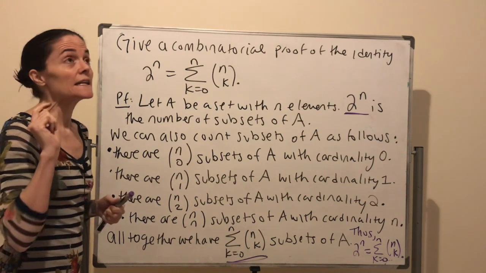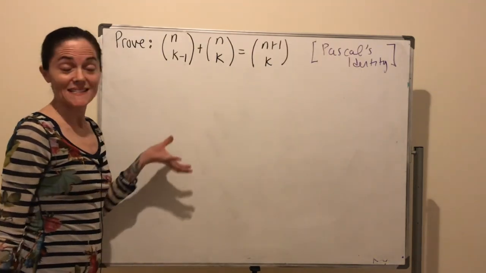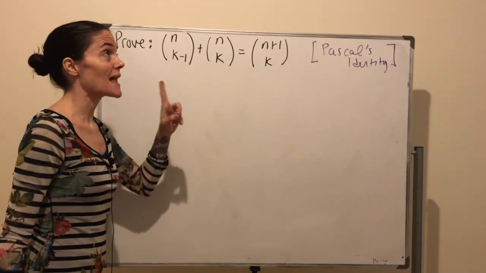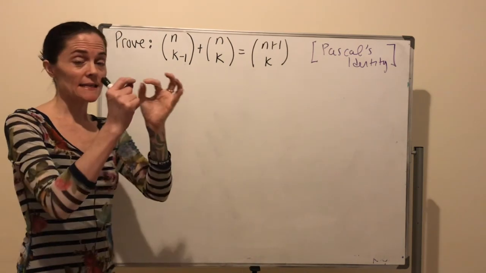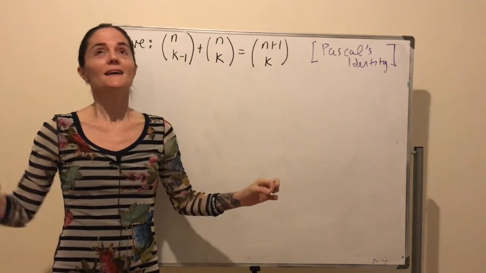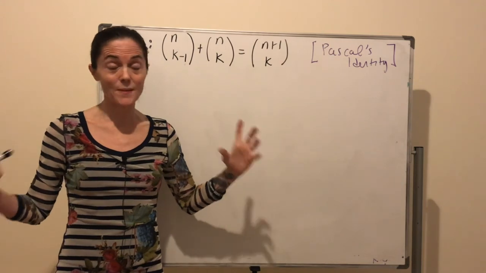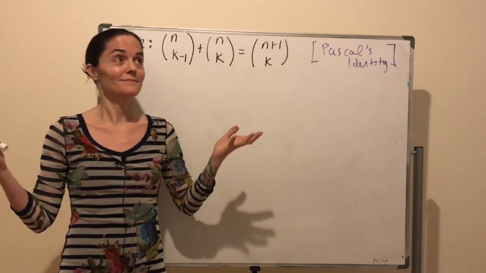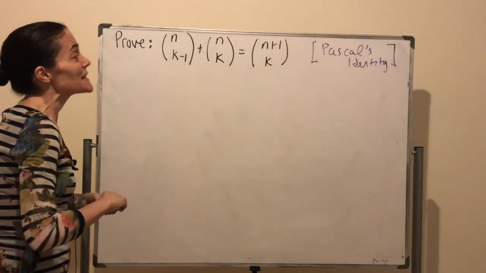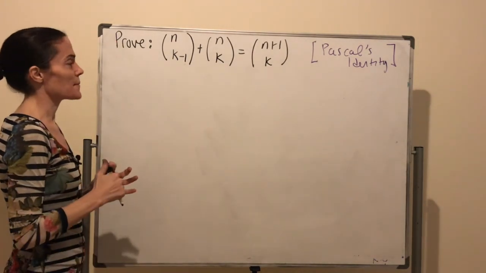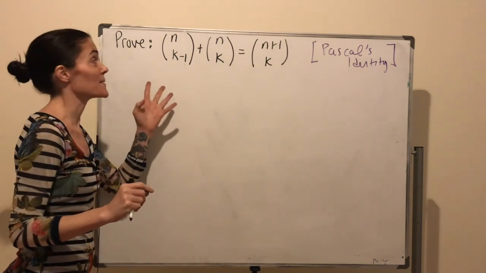Now, let's prove another identity. This is Pascal's identity that I wrote on the board last time. And if you remember, this identity, together with the fact that n choose 0 and n choose n are both 1, is what makes Pascal's triangle really the binomial coefficients, or makes the entries the binomial coefficients. So let's prove this giving a combinatorial proof. Now, this means we do not use the formula for n choose k.